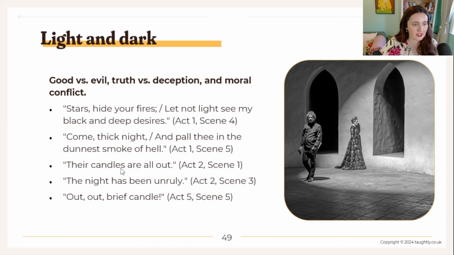Later on, similar to all of these references to candles and light, Lady Macbeth, when sleepwalking, says, "Out, out, brief candle." So this idea of a brief life, that they've snuffed out and killed: the life of Duncan, of the Macduffs, of Banquo. They've put out the brief candle of all of those people.